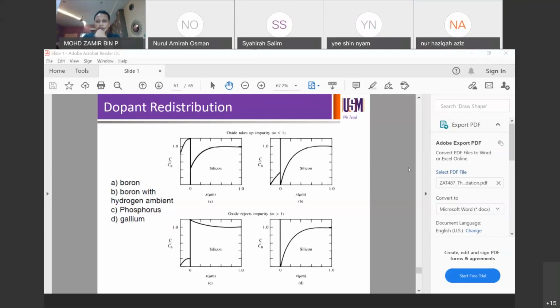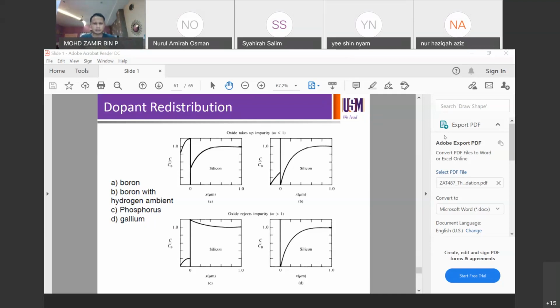Can you explain again boron with hydrogen ambient? Sure, bro. What is the difference between boron without hydrogen and boron with hydrogen? Let me read to you the full explanation. It will become fast diffusion in a hydrogen environment. Okay.